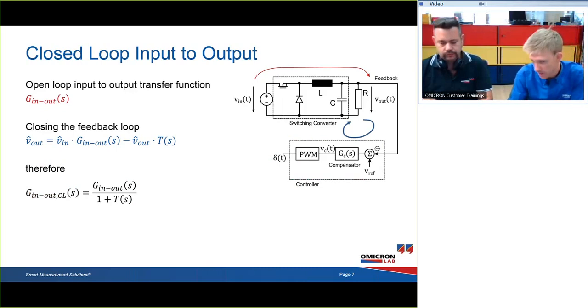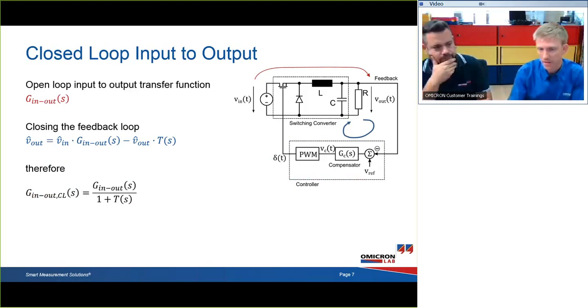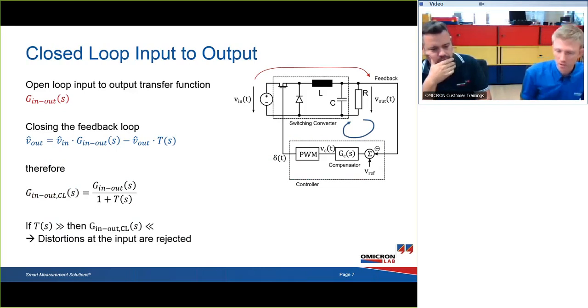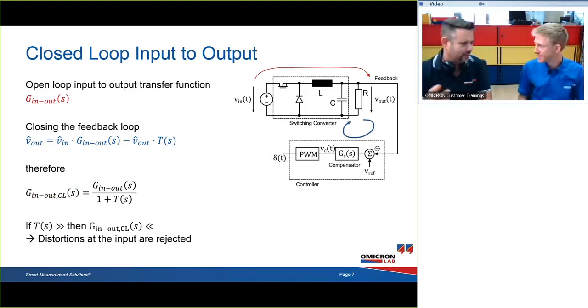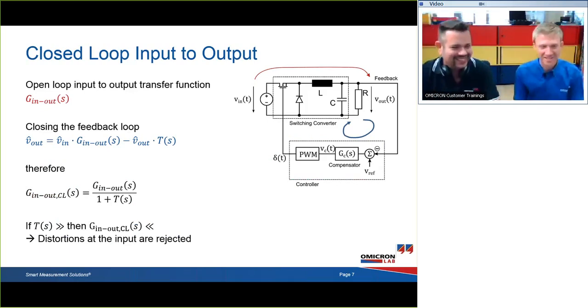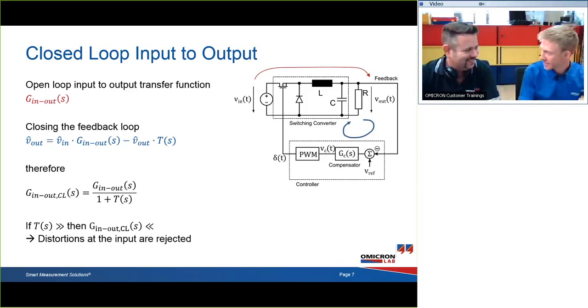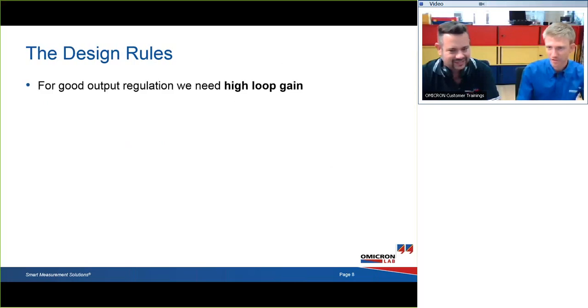And if we reorder it, we arrive at an equation that is very similar to the one that we had before. So that's the closed loop input to output transfer function, and that's the open loop input to output transfer function over 1 plus T, the loop gain. And again, what happens if the loop gain is very big? Well, then this total fraction will be very small. That means that, as you mentioned before, the input... Yeah, one slide too early. The input should not have an influence on the output anymore. So input ripples will be rejected, for example. Yeah, so we said we want to have high loop gain to achieve good regulation and good rejection.